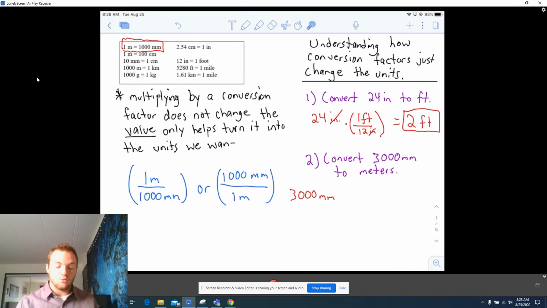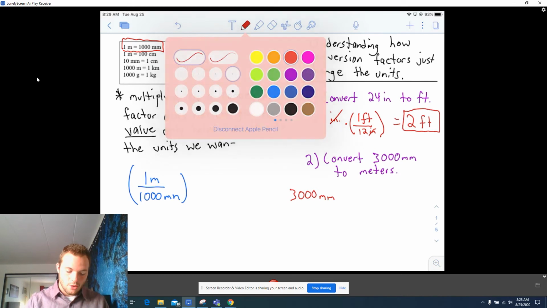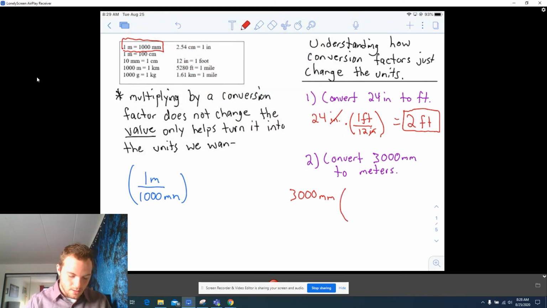The question I need to ask is, what do I want to multiply this 3,000 by? Well, if I look at this one, this is going to be millimeters on top, and that's also going to be millimeters on top. I'm not going to be able to get rid of the millimeters units then. So I'm going to want to go with this one. So I multiply this by 1 meter over 1,000 millimeters.